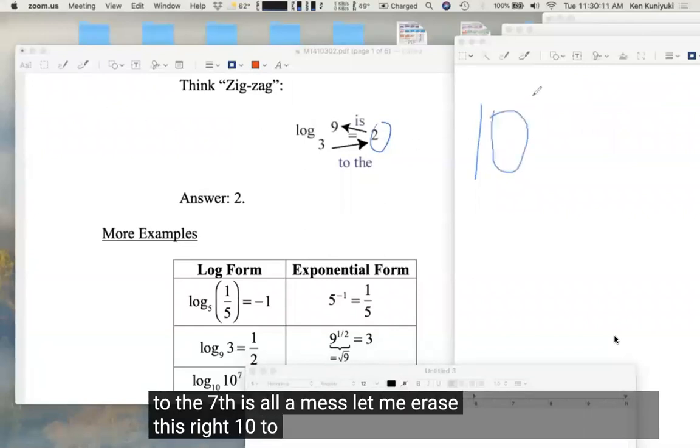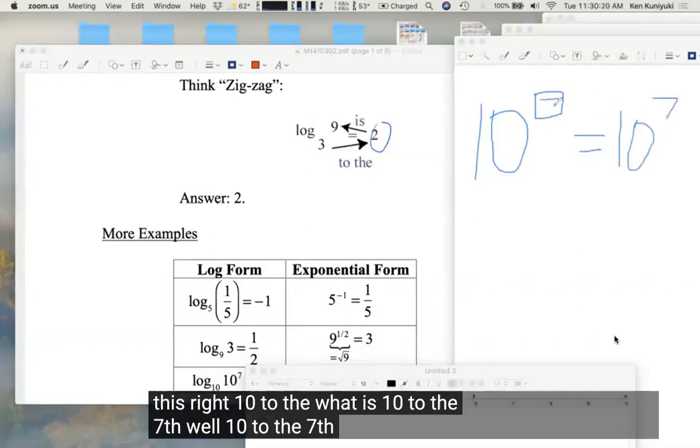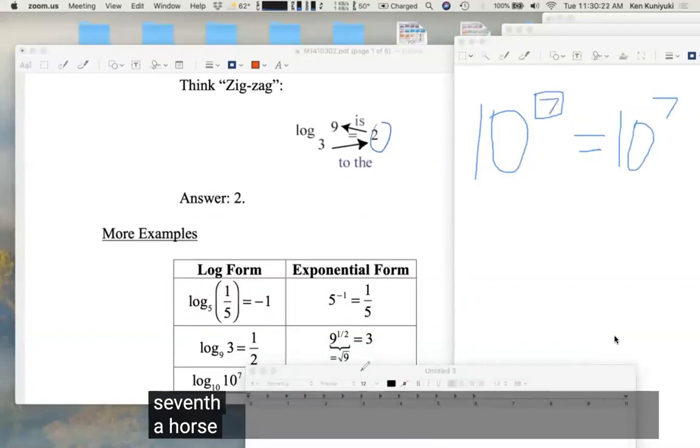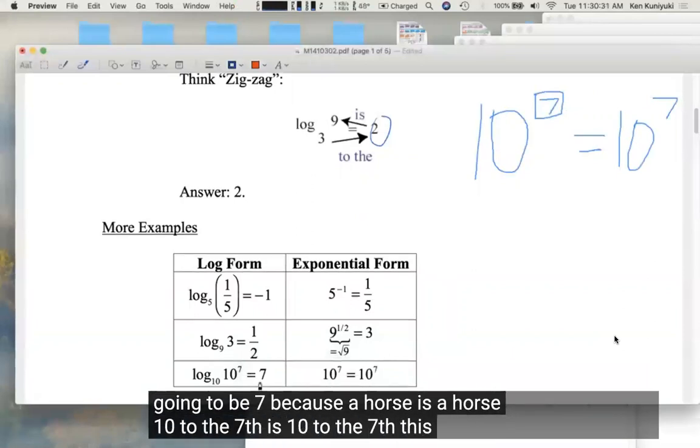10 to the what is 10 to the 7th. Well, 10 to the 7th is 10 to the 7th. A horse is a horse. So the answer here is going to be 7 because a horse is a horse. 10 to the 7th is 10 to the 7th.